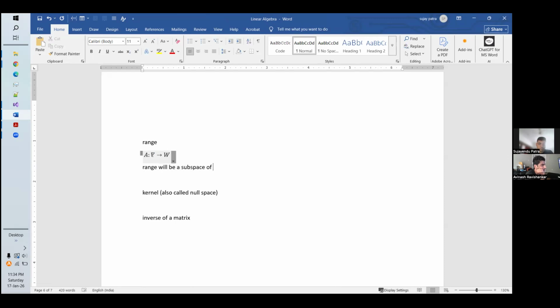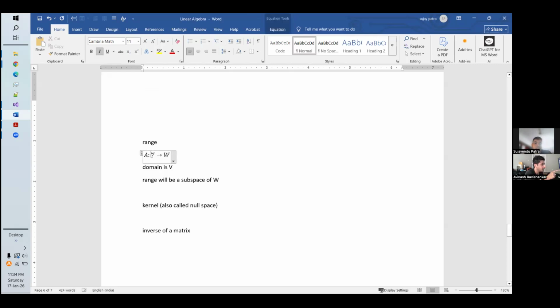Subspace of V or subspace of W? Because W is on the range side. Domain is V. I'm confused on the notation. What does the notation A colon V arrow W mean? Can you explain that again? So this means that A is a matrix that takes inputs from the vector space V. V is a vector space, a collection of vectors. And the output of applying A to any vector in V is in the space W.